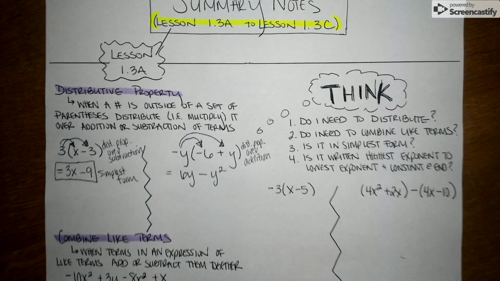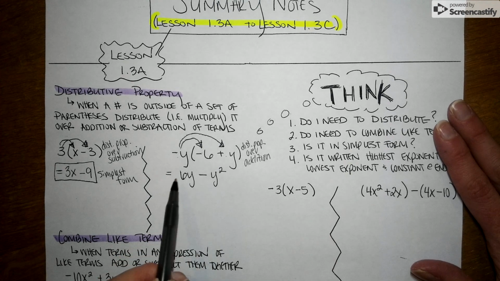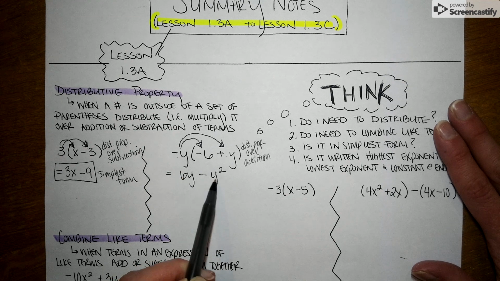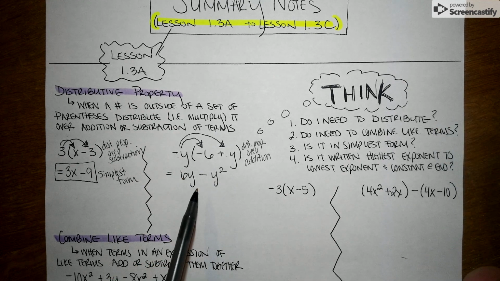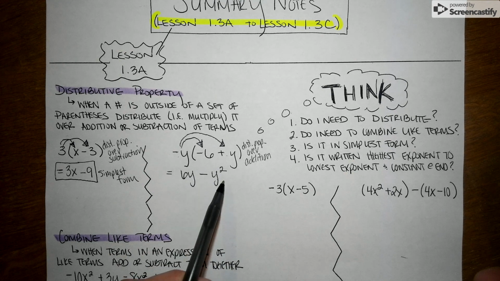Remember, y plus y is 2y, but y times y is y squared because we have to add those exponents together, which we'll cover when we go over lesson 1.3c. So now if I look at my expression, I have a positive 6y and a negative y squared. Two terms. However, I cannot combine these two terms because y and y squared are not the same. They're not alike. So technically this is in simplest form.